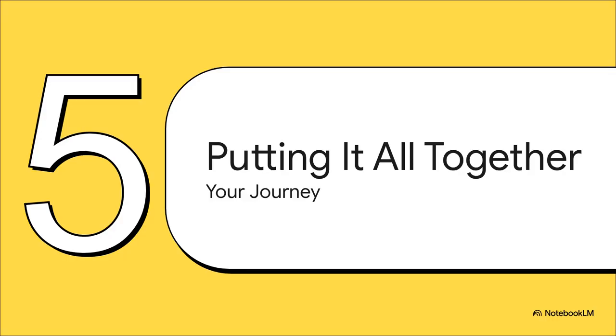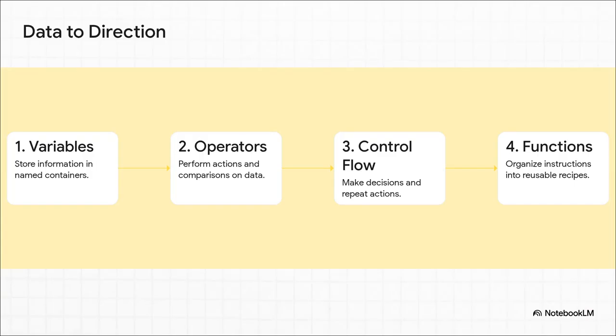Okay, we've looked at all the individual pieces. Now, let's just take a step back and put them all together to see the full journey, from a single piece of data to a complete set of instructions. So, we've really completed the full loop. We start with raw data, which we store in those named boxes called variables. Then, we use operators to perform actions on that data. After that, we build intelligence into our program using control flow to make decisions. And finally, we organize all of those instructions into reusable recipes called functions. That's really it. That's the core of what programming is.